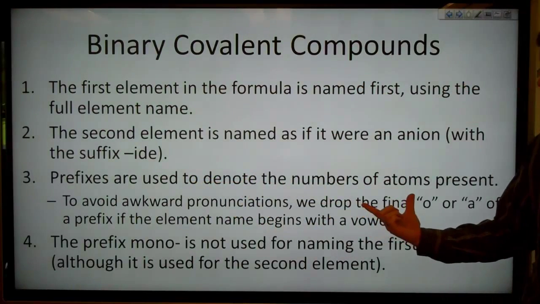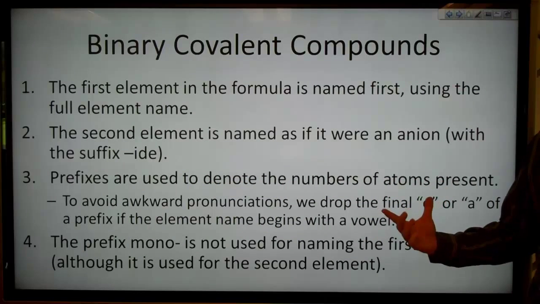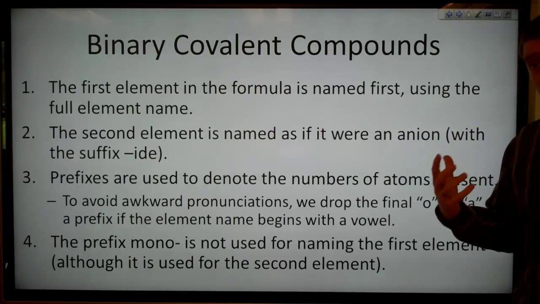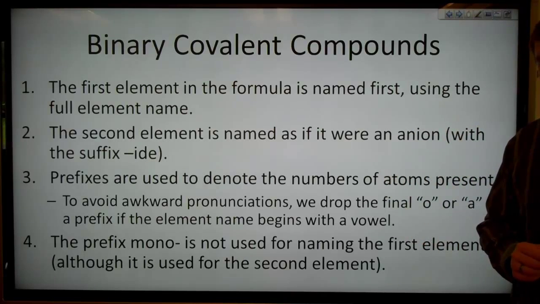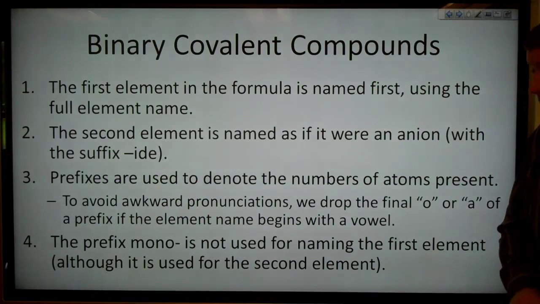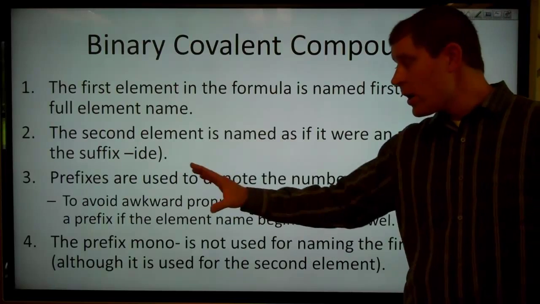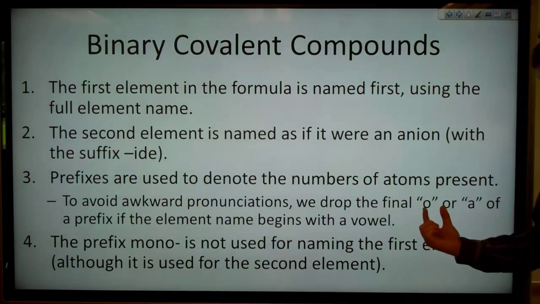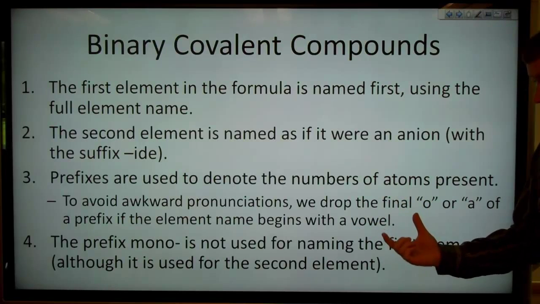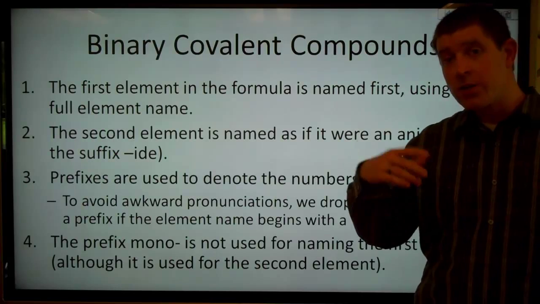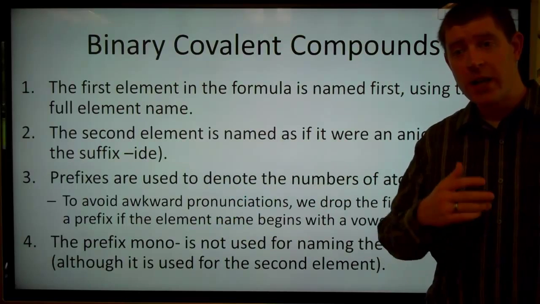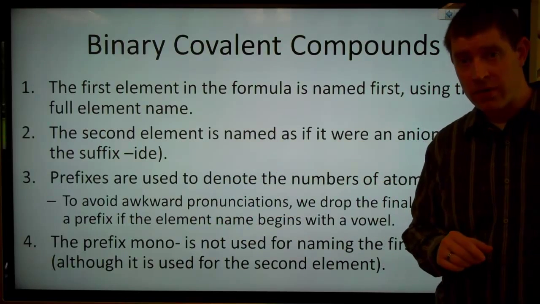And here, prefixes are used to denote the numbers of atoms present. With the ionic compounds, we didn't have to list any prefixes. In fact, it's not appropriate to list the prefix. But in this case, we do need to list the prefixes for covalent compounds. In order to avoid awkward pronunciations, we drop the final O or A of a prefix if the element name begins with a vowel. So if we have something like oxygen, that becomes oxide, we don't say monooxide, we say monoxide, and we drop the O of the prefix.